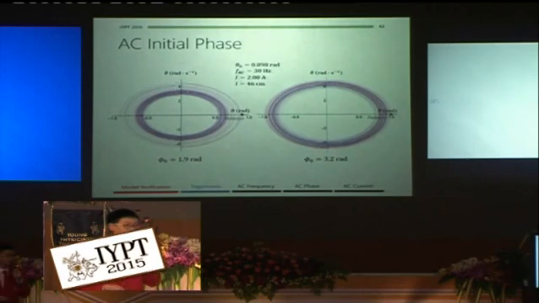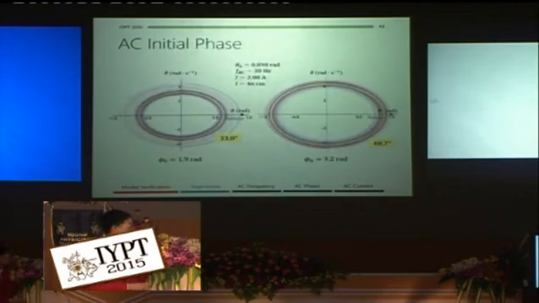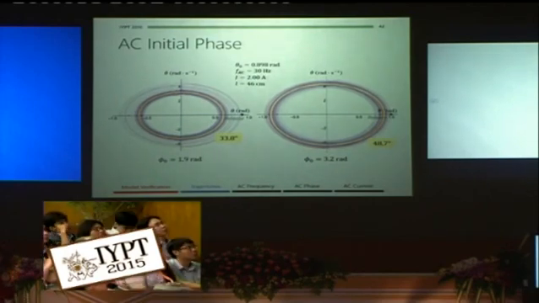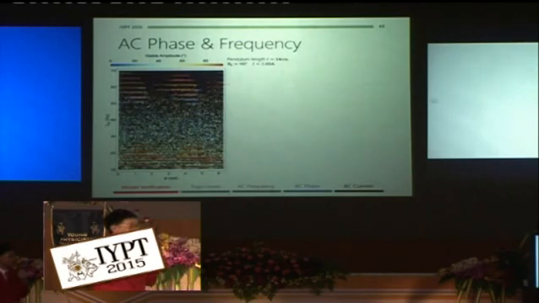Now, comparing these two phase portraits of very similar initial conditions, we see that they approach different stable orbits, which correspond to different stable amplitudes. This is because the AC initial phase for these two phase portraits are different. And this illustrates the fact that the AC initial phase is a key parameter that can affect the evolution of a pendulum greatly. We can plot the following color plot of AC frequency against AC initial phase.